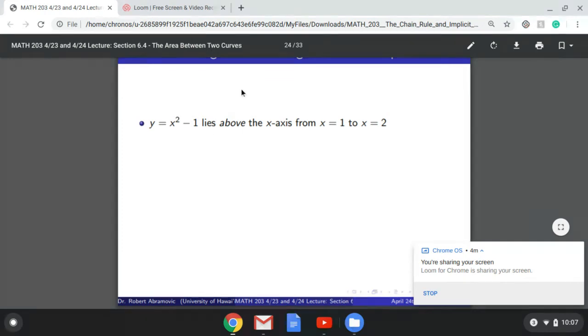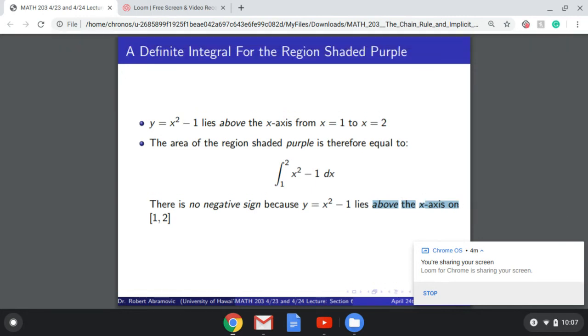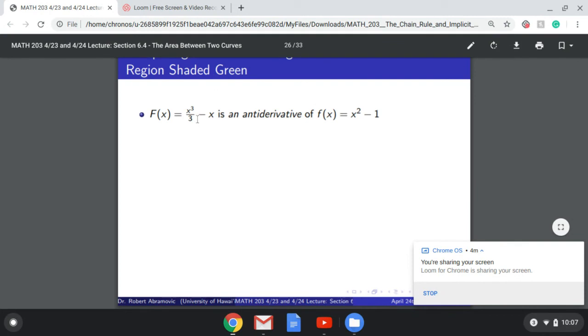So we can also do a definite integral for the area of the region that is shaded purple. Y equal to x squared minus 1 lies above the x-axis from x equal to 1 to x equal to 2. The area of the region shaded purple is equal to the definite integral from 1 to 2 of x squared minus 1. There's no negative sign because here y equal to x squared minus 1 lies above the x-axis on the interval from 1 to 2. Now we can compute these two definite integrals, these two areas, just by antiderivatives. So that's the power of antiderivatives. They're used to compute areas that could not otherwise be computed.